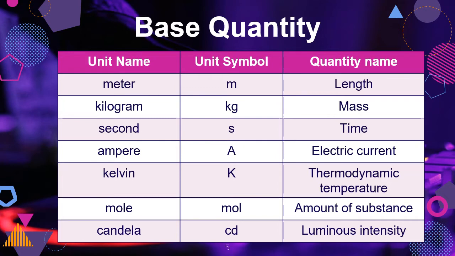Next, ampere. The unit symbol is A and the quantity name is electric current. Next, we have kelvin. The unit symbol is K. The quantity name is thermodynamic temperature. We use this to calculate the Fahrenheit and the Celsius. Next, we have the mole. The unit symbol is mol and the quantity name is amount of substance. Next unit name, we have candela. The unit symbol is cd and the quantity name is luminous intensity.